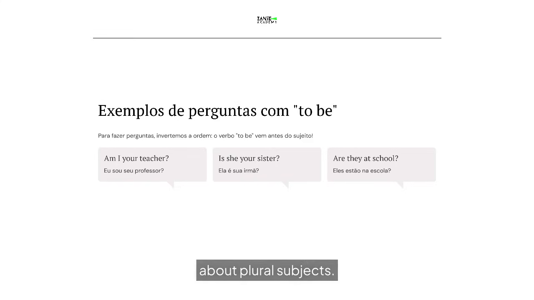Let's not forget about plural subjects. If we want to ask about a group, we can say, are they at school? This question helps us understand where a group of people might be and is particularly useful in everyday conversations, like when making plans. As we move forward, we'll practice short answers to these questions.